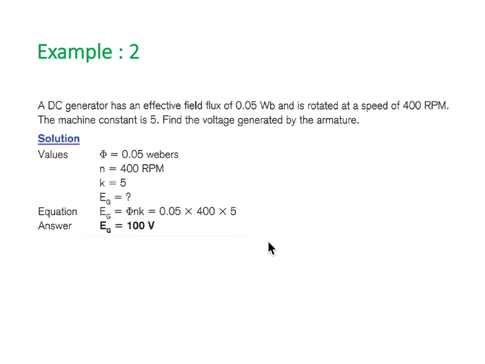Example 2, a DC generator has an effective field flux of 0.05 Webers and is rotated at a speed of 400 RPM. The machine constant is 5. Find the voltage generated by the armature. So again, in this particular case, our formula is EG equals phi nk. So we're going to have 0.05 Webers, 400 RPM, and our k, our constant, is 5. So it's just a shortcut version of the previous formula, and in this case, we get an EG of 100 volts.